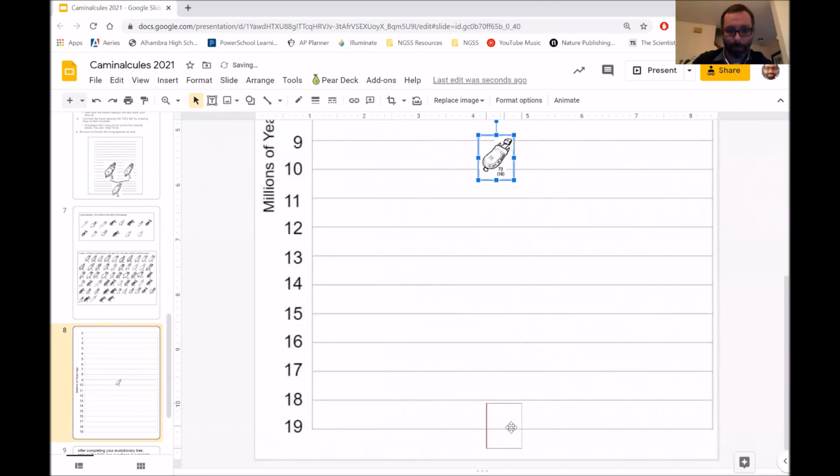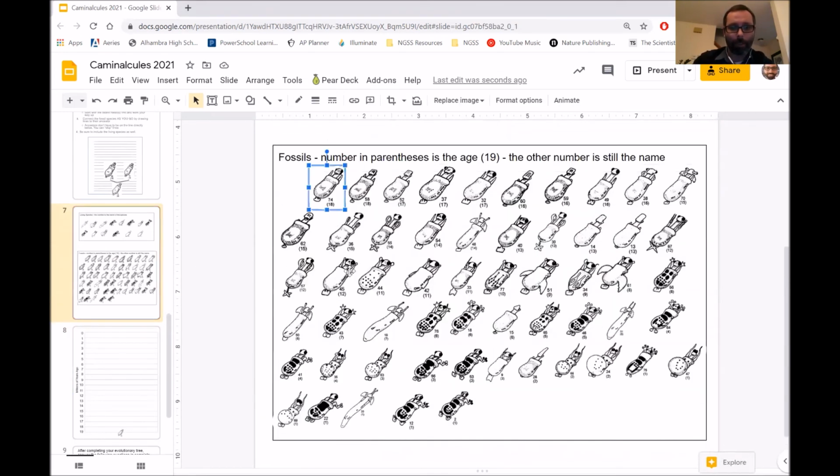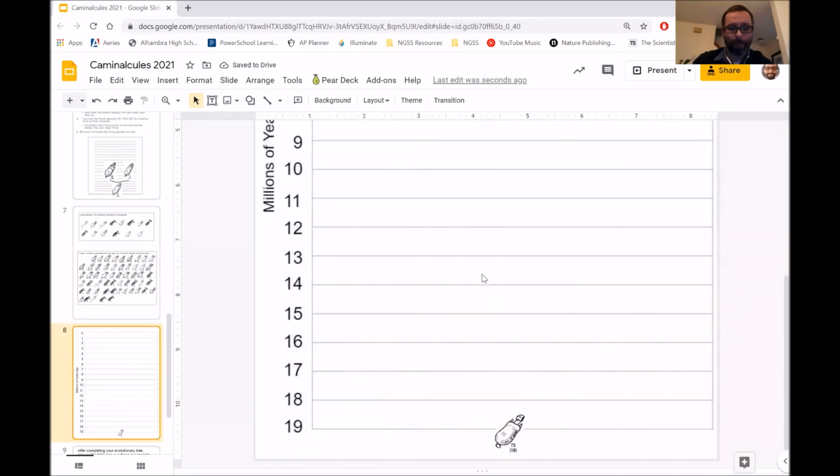And I'm going to put it down at the bottom for 19 million years, right? Because that's the fossil that existed 19 million years ago. Then I'm going to go find the next ones. The next ones, there's 2 of them that you can see that are from 18 million years. So I'm going to cut the 18 million years, and I'm going to paste it.